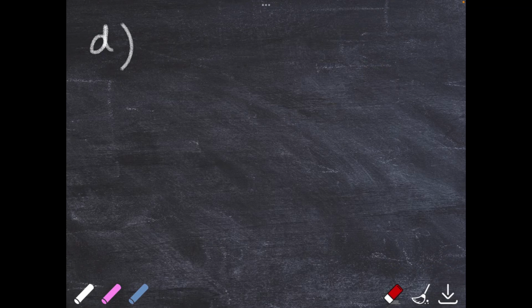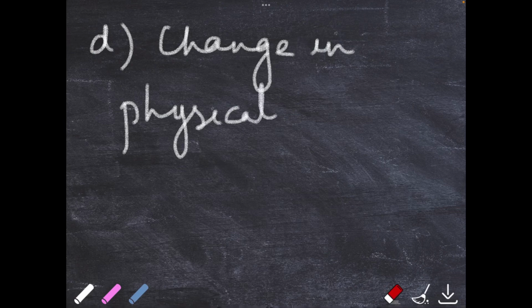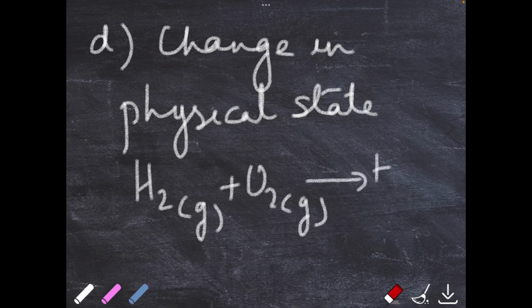Fourth, change in physical state. If the physical state of reactants changes, that means a chemical reaction has taken place. For example, H2 gaseous plus O2 gaseous gives you water which is liquid. So they both are in the gaseous form and they've given the product which is in the liquid form. So if there's a change in physical state, a chemical reaction has taken place.